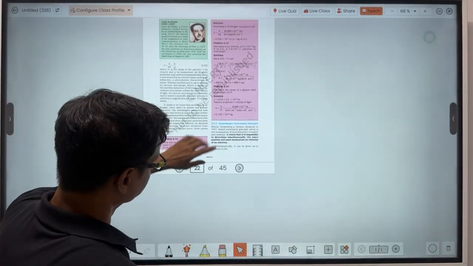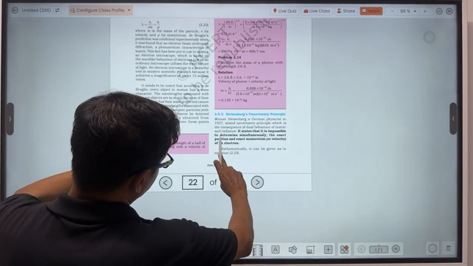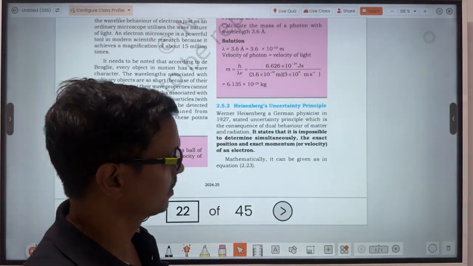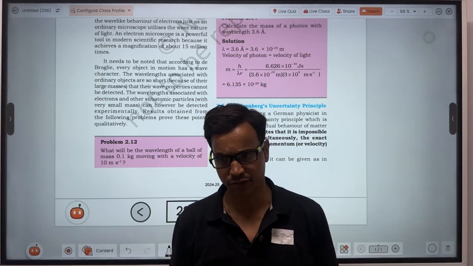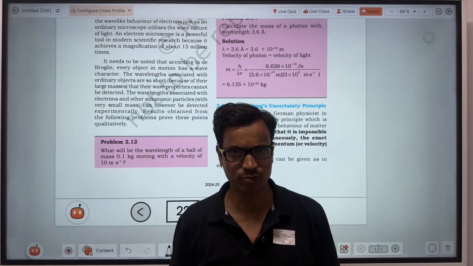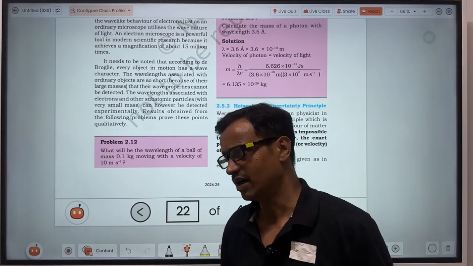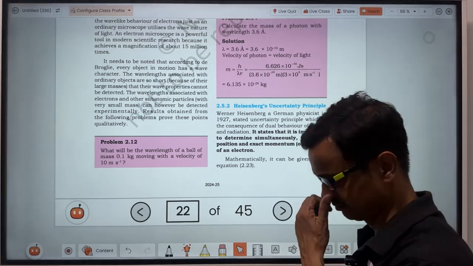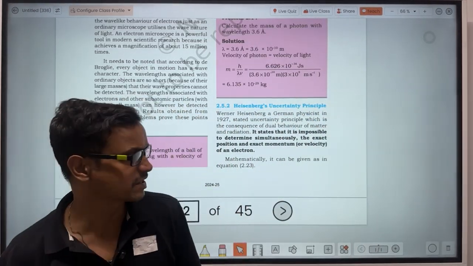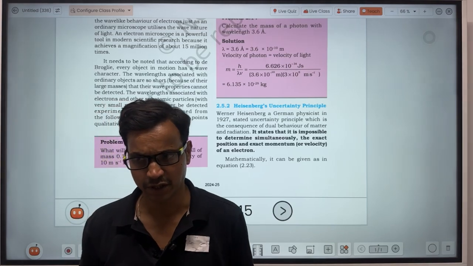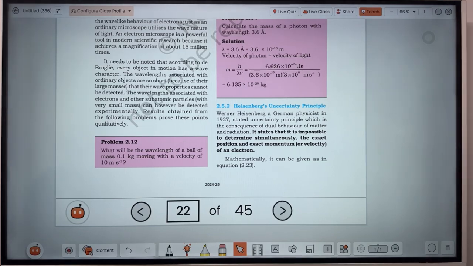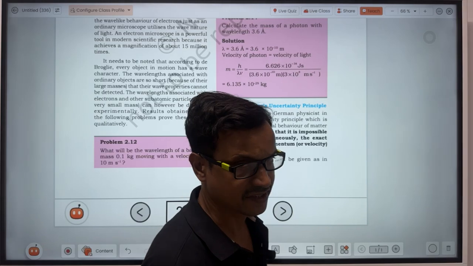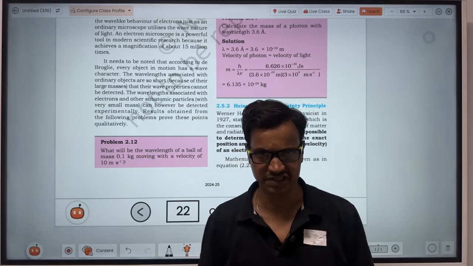The next step is about Heisenberg's uncertainty principle. The next concept which led to the proposal of the quantum mechanical model of the atom was Heisenberg's uncertainty principle. It states that we cannot calculate both the position and momentum of an electron simultaneously beyond a certain accuracy.